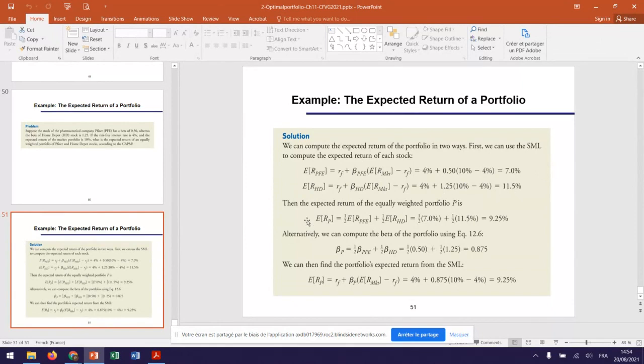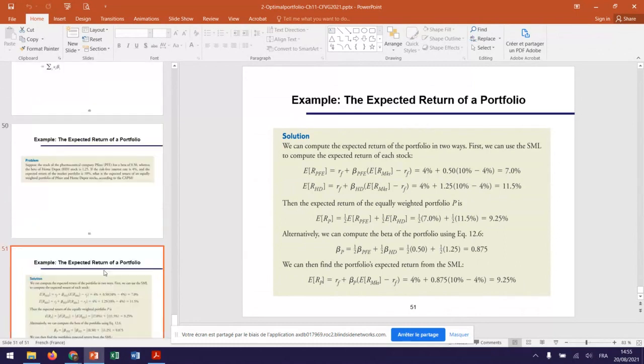Therefore, the expected return of the equally weighted portfolio P will go to 9.25%, okay? Alternatively, I can compute the beta of the portfolio based on the weighted average of my betas. I get the beta of 0.875, and then I plug 0.875 into the CAPM formula. I can get 9.25%. So the result should be the same.